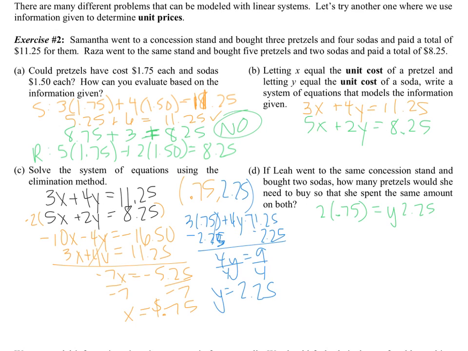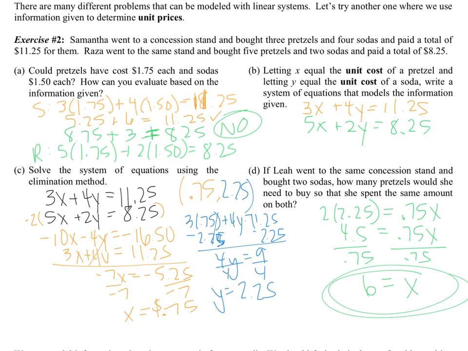I did that wrong. Sorry. Oh my goodness. Sodas are $2.25. And we know that pretzels are 75 cents, and we need to know how many she would buy so she spent the same amount of money. That makes a lot more sense. So $2.25 times 2 is $4.50. We want to know how many pretzels, so divide by 0.75. And that is 6 pretzels.